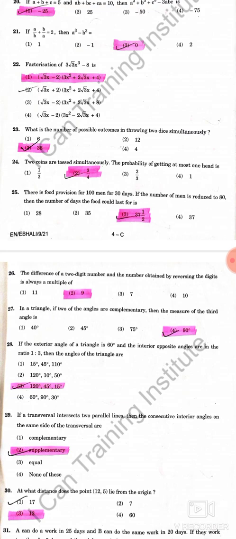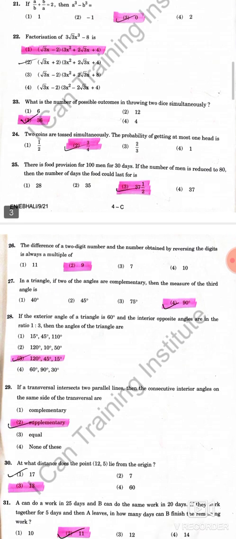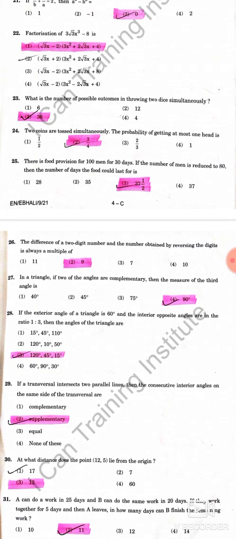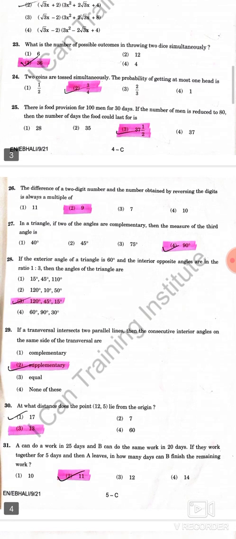Question number 25. There is a food provision for 100 men for 30 days. If the number of men is reduced to 80, the number of days the food could last for is, and the answer is option number 3. Question number 26. The difference of a two-digit number and the number obtained by reversing the digits is always a multiple of, and the answer is option number 2. Question number 27. In a triangle, if two of the angles are complementary, then the measure of the third angle is, and the answer is option number 4.